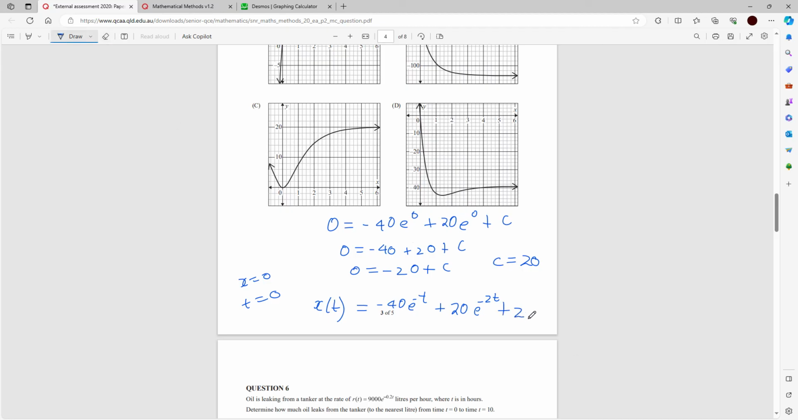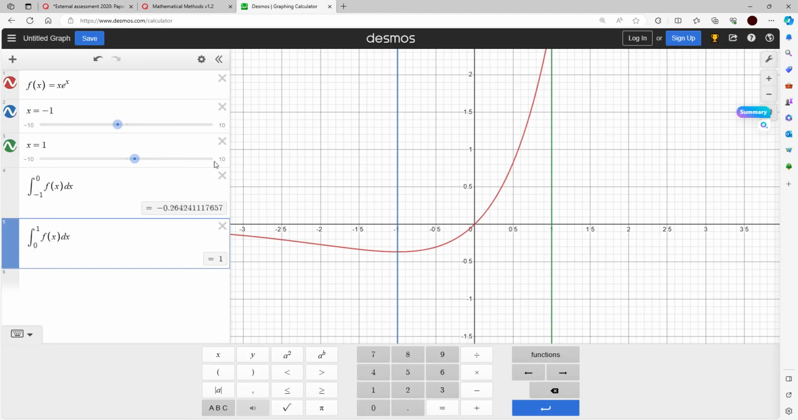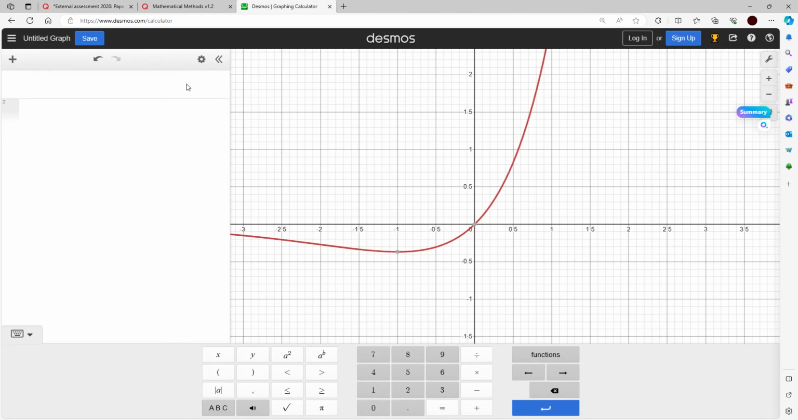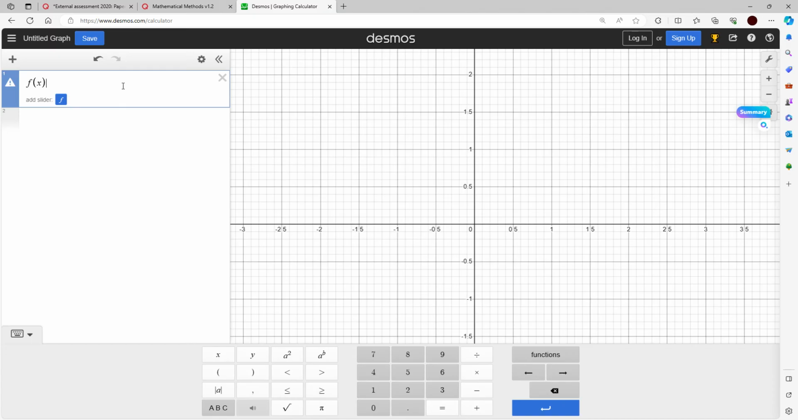Now you can actually put this into your calculator and graph this particular function. So let's just go on to Desmos so you guys can see it visually. So now we'll get rid of this, and we'll have to do an x and y in this case. So f of x equals minus 40 e to the power of minus x plus 20 e to the power of minus 2x plus 20. Okay, so let's zoom out and see what kind of function we have.